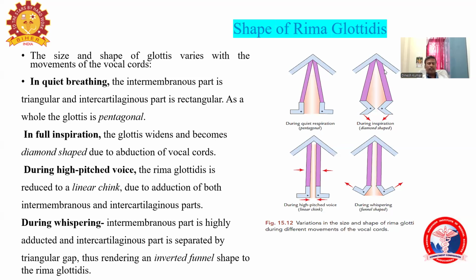So these are the four diagrams of the shape of the rima glottidis during respiration.